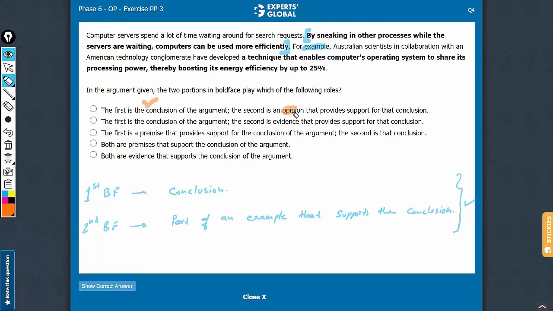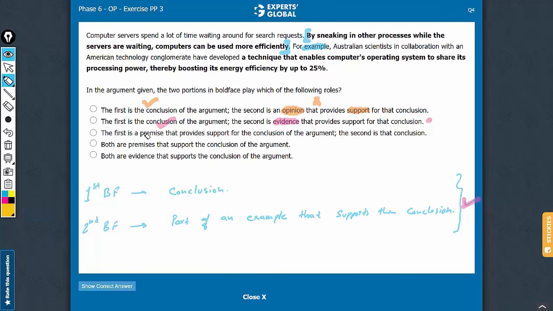Can this be called an opinion? It provides support, but is it an opinion? No, this is a concrete fact stated here. So this is not an opinion. Something like evidence will work better. Look at choice B. The first is the conclusion of the argument. Yes, that's correct. The second is evidence that provides support for that conclusion. You see that yes, this is in sync with our groundwork here. The vocabulary used is a bit different, which is likely to happen, but this is a very strong answer choice.